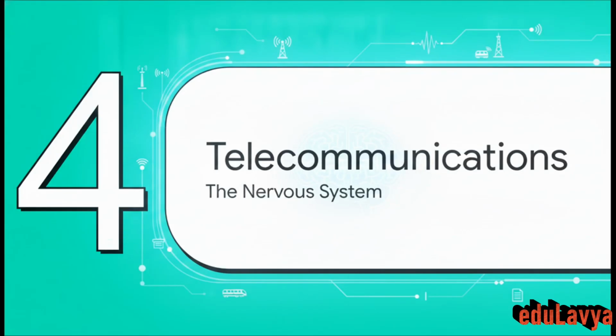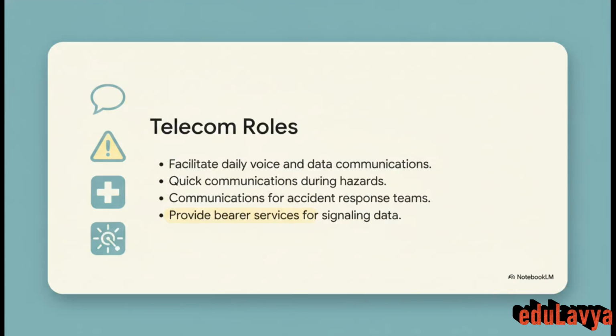Which brings us to Module 4, the role of telecommunications. None of these modern train control systems work without a rock-solid digital nervous system. This telecom's nervous system has a few major jobs. Yes, it facilitates standard voice communication between the train driver and the control center. And of course, it's vital for hazard reporting or coordinating accident response teams.